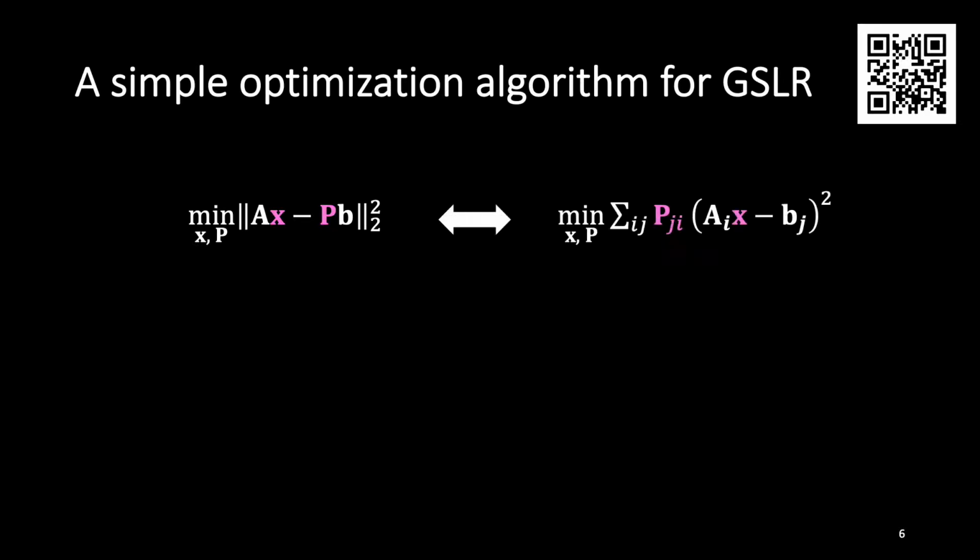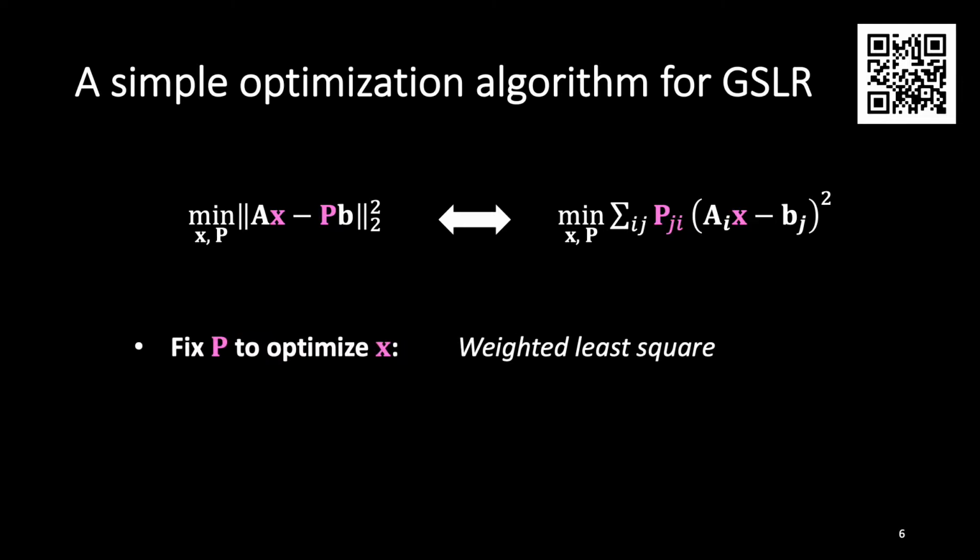To solve the generalized shuffled linear regression problem mentioned in the previous page, we also come up with a very simple yet effective optimization algorithm. Our proposal is based on a key observation that the original objective function can be reformulated into a weighted least squares manner if we consider all entries in P as weight coefficients. Then, given this reformulated objective function, by applying alternating optimization on it, we can see that optimizing x with P fixed is simply a weighted least squares problem, which should be globally solvable in most cases.